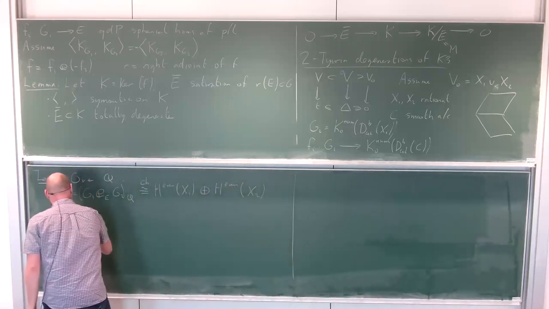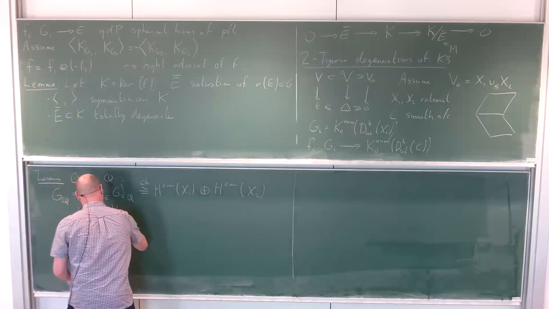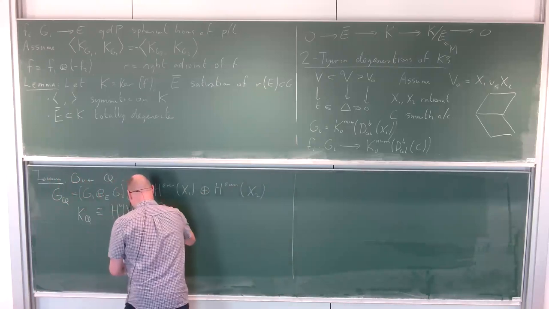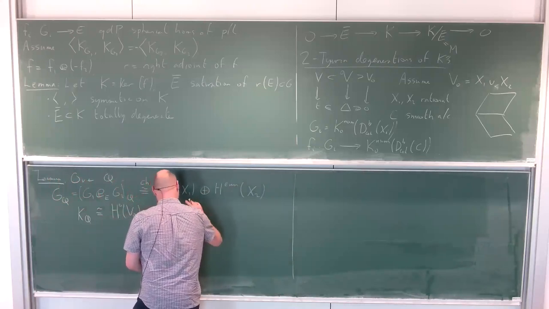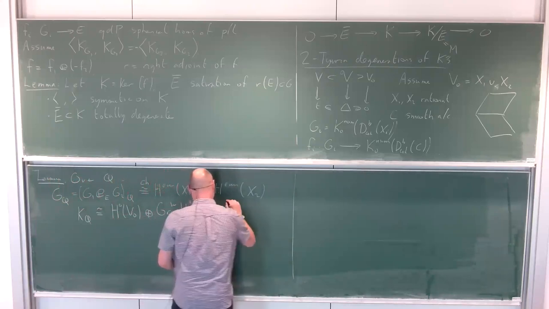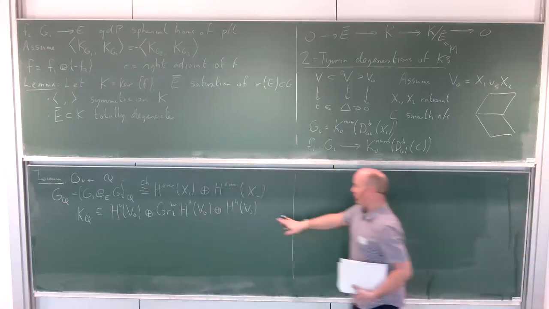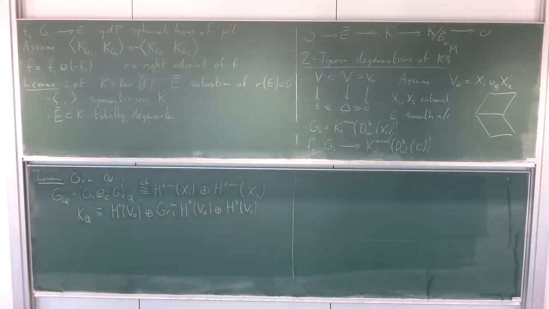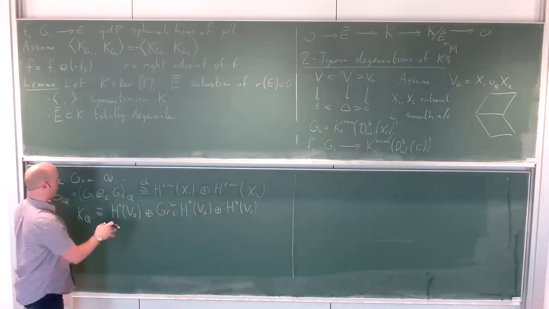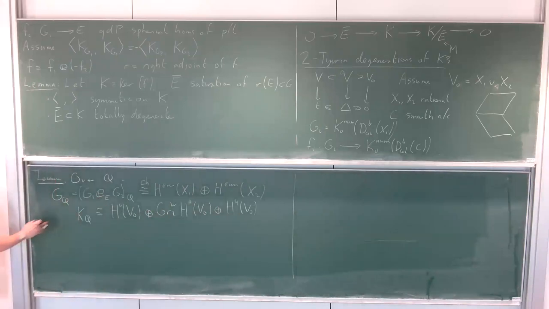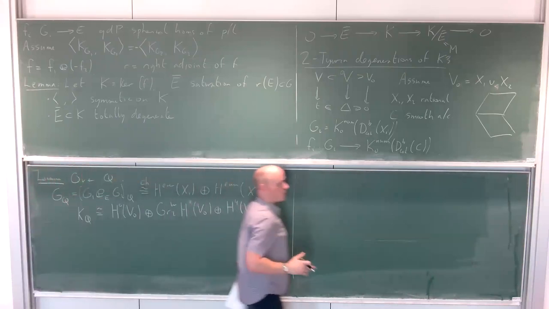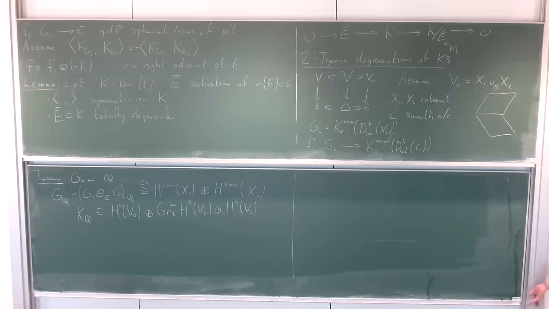And moreover, K_Q by the same thing is isomorphic to H^0 of V_0, direct sum, the second weight graded piece of H^2 of V_0, direct sum, H^4 of V_0. So this is the middle graded piece. The mixed Hodge structures are not interesting on the top and the bottom; they're pure. So this is the middle weight graded piece of the mixed Hodge structure on the cohomology of the central fiber. So what have we achieved here? In a natural way, coming from the lattice theory of the two components, we've achieved the lattice theory on an appropriate graded piece of the cohomology of the central fiber of the degeneration.